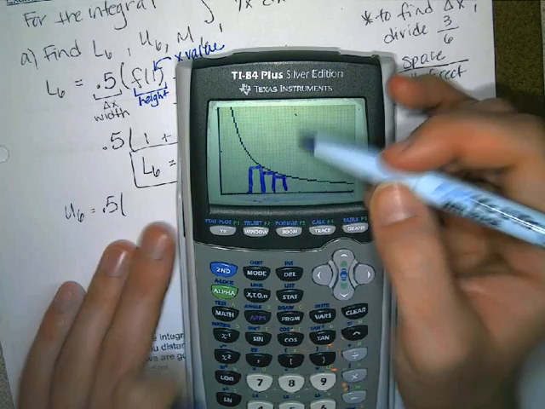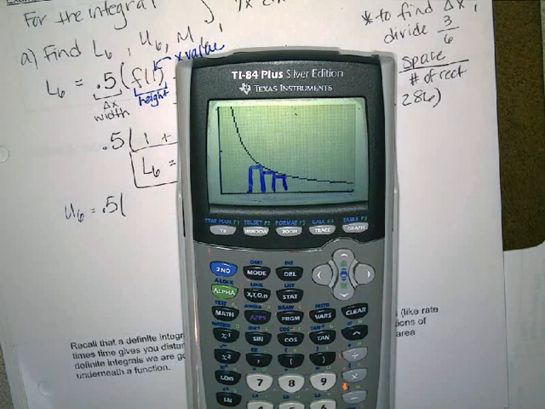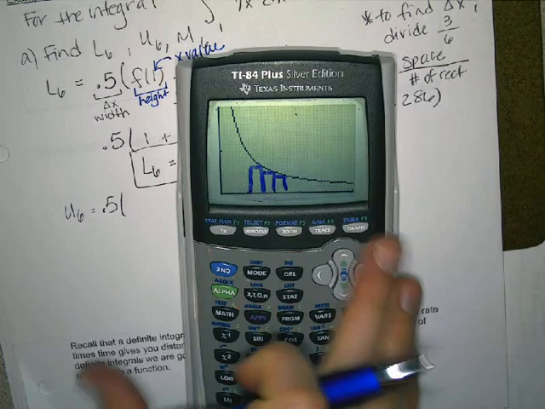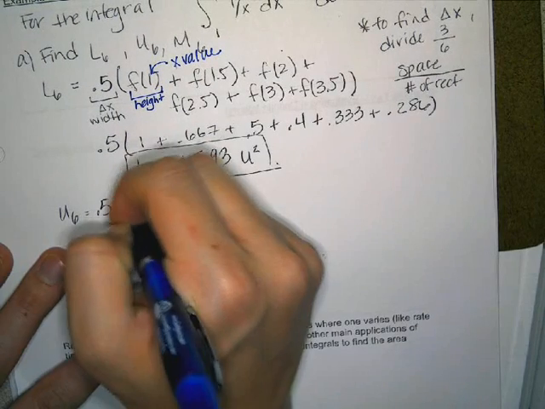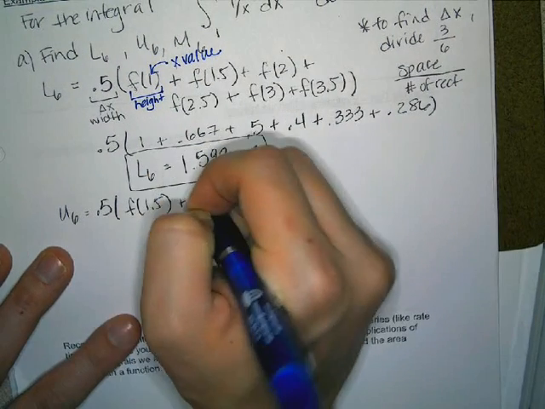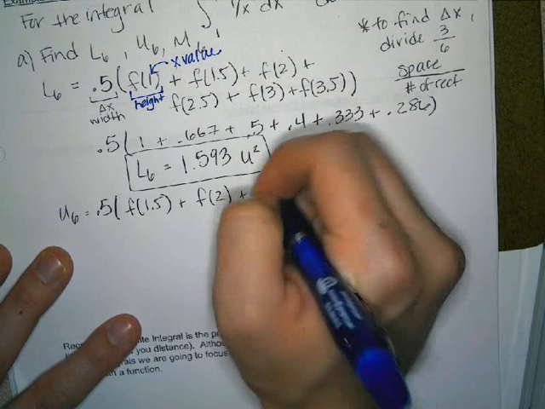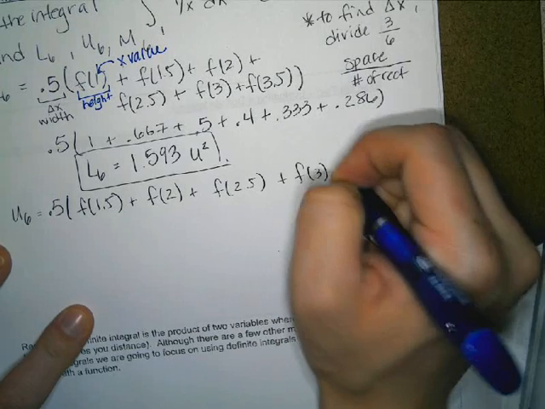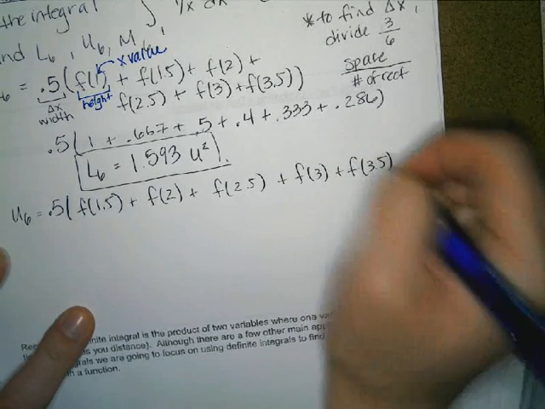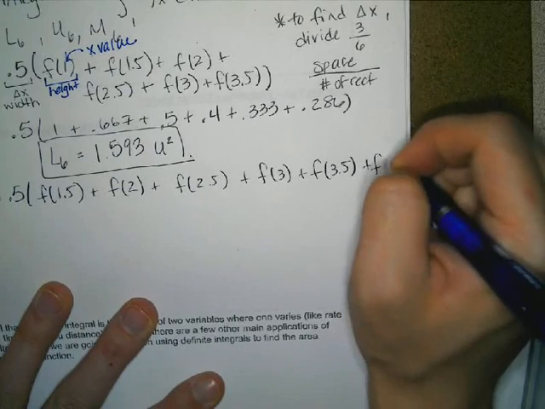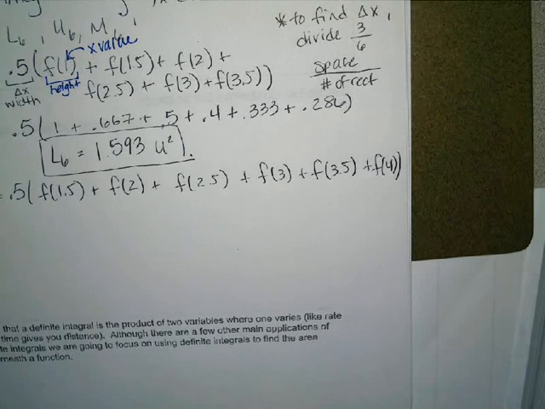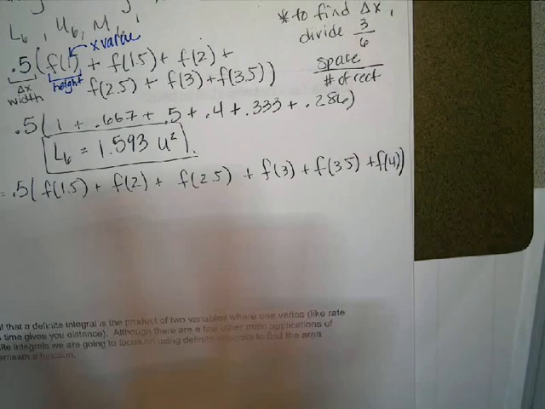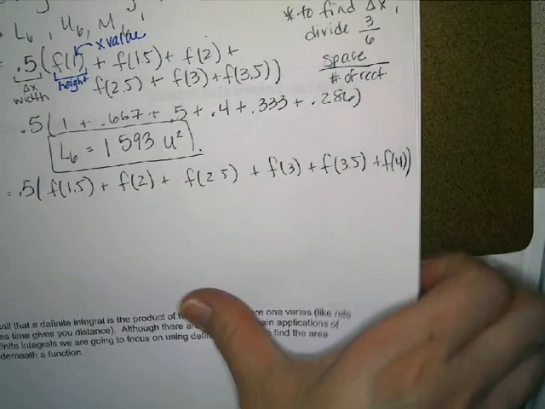So you're picking the right-hand side of each rectangle as the height. So what is that x value then for my first rectangle? 1.5. And then f of 2, then f of 2.5, then f of 3, f of 3.5, and where do I stop? F of 4. Now, you can always double check. You should have 1, 2, 3, 4, 5, 6 y values listed there since you have 6 rectangles. So just make sure you have 6 values there.